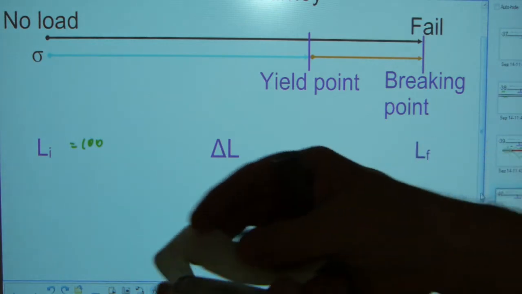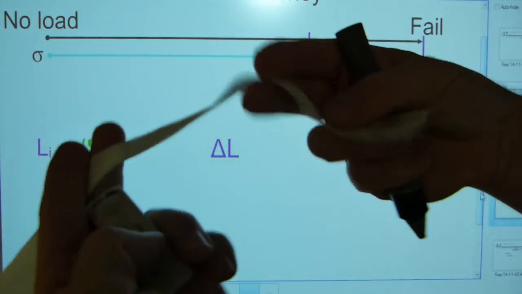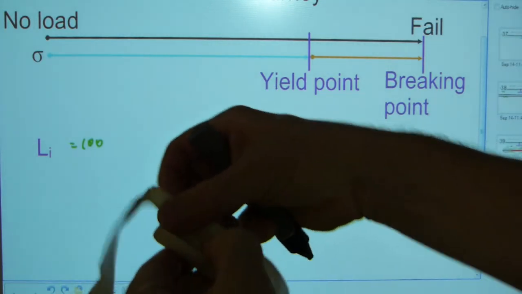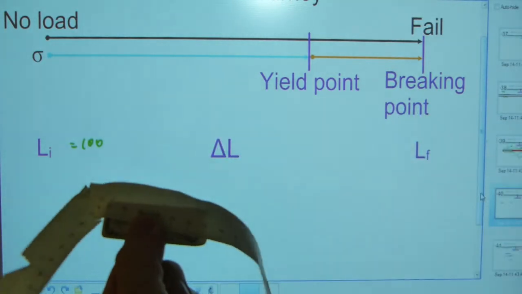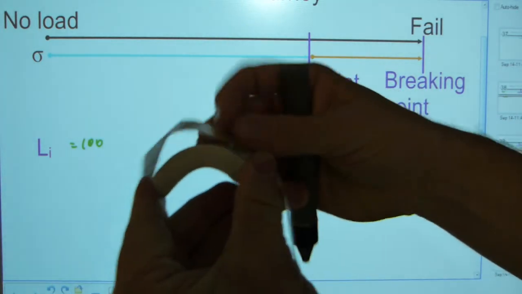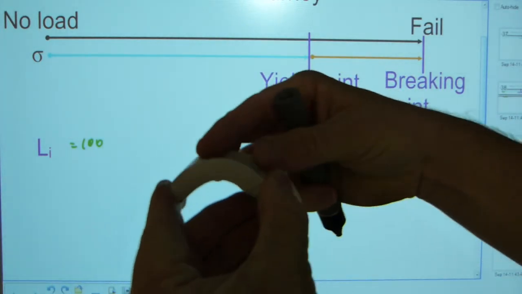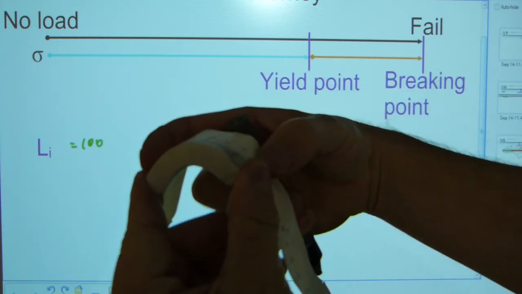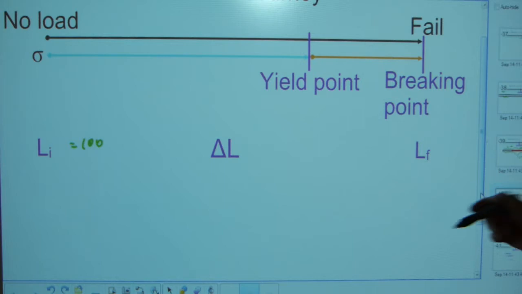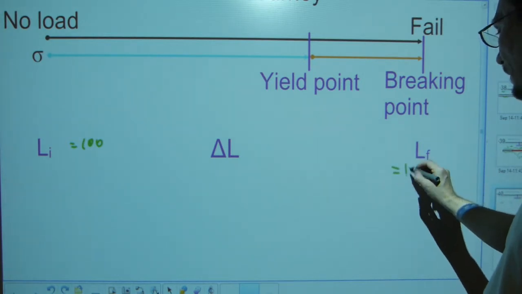So it has its initial length. Here's just a paper tape measure, and however you can measure it at rest. So this would be the initial length, whatever, take a measurement. And when you bend it, it will be longer and longer. Seriously, just measure it longer by 2 millimeters, 5, 10. Maybe at the point when it breaks, it's going to be 20 millimeters longer.